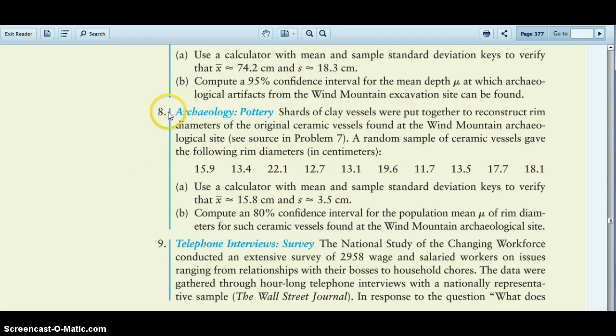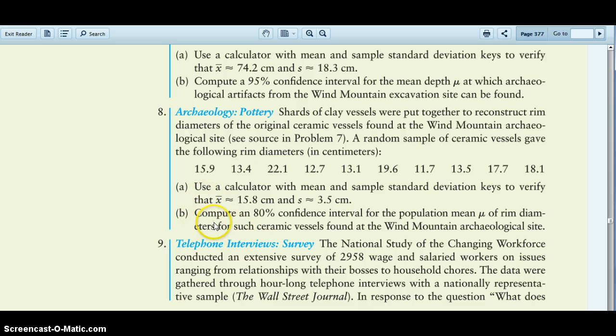There's 2 parts for 8. The first part, you just need to verify that the sample mean rounds to 15.8, and that the sample standard deviation rounds to 3.5. So you can just use Excel, type these numbers in, and figure out what their average is, their mean, what the standard deviation is, the sample standard deviation, and just verify that those numbers are correct.